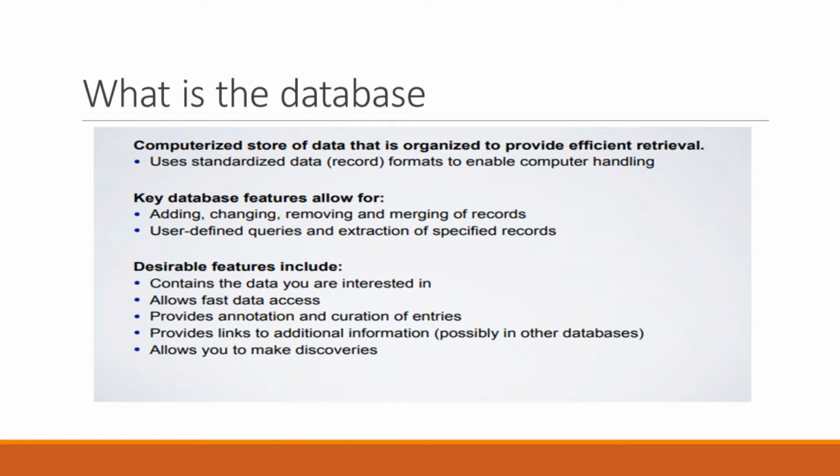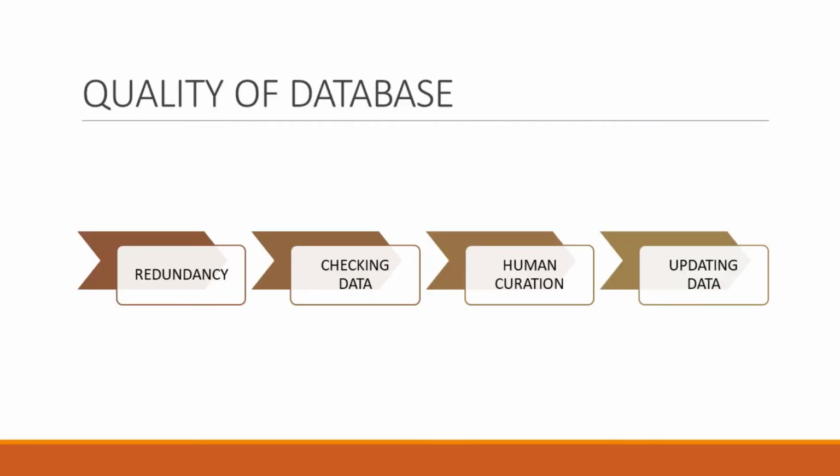So what do the desirable features include? First, it contains the data you are interested in. Then it allows fast data access, provides annotation and curation of entries, and then provides links to additional information, possibly related or linked databases, and allows you to make discoveries or new knowledge discoveries. Now we discuss the quality of databases.